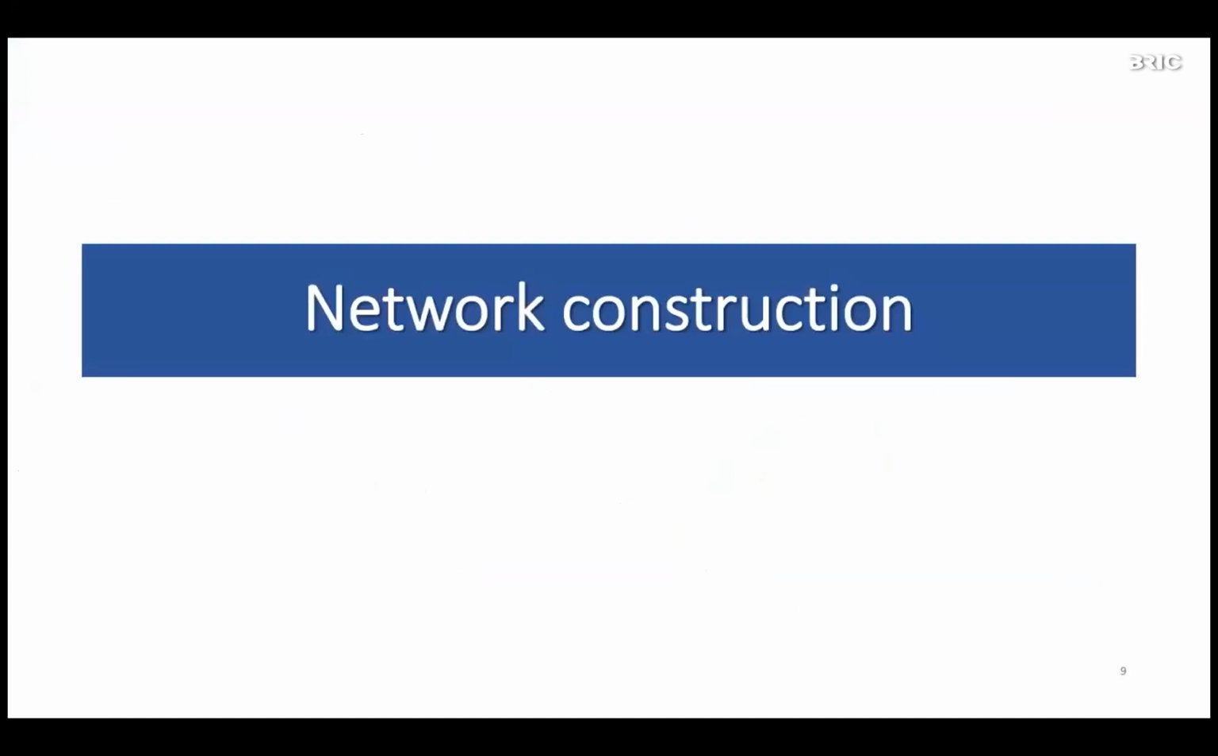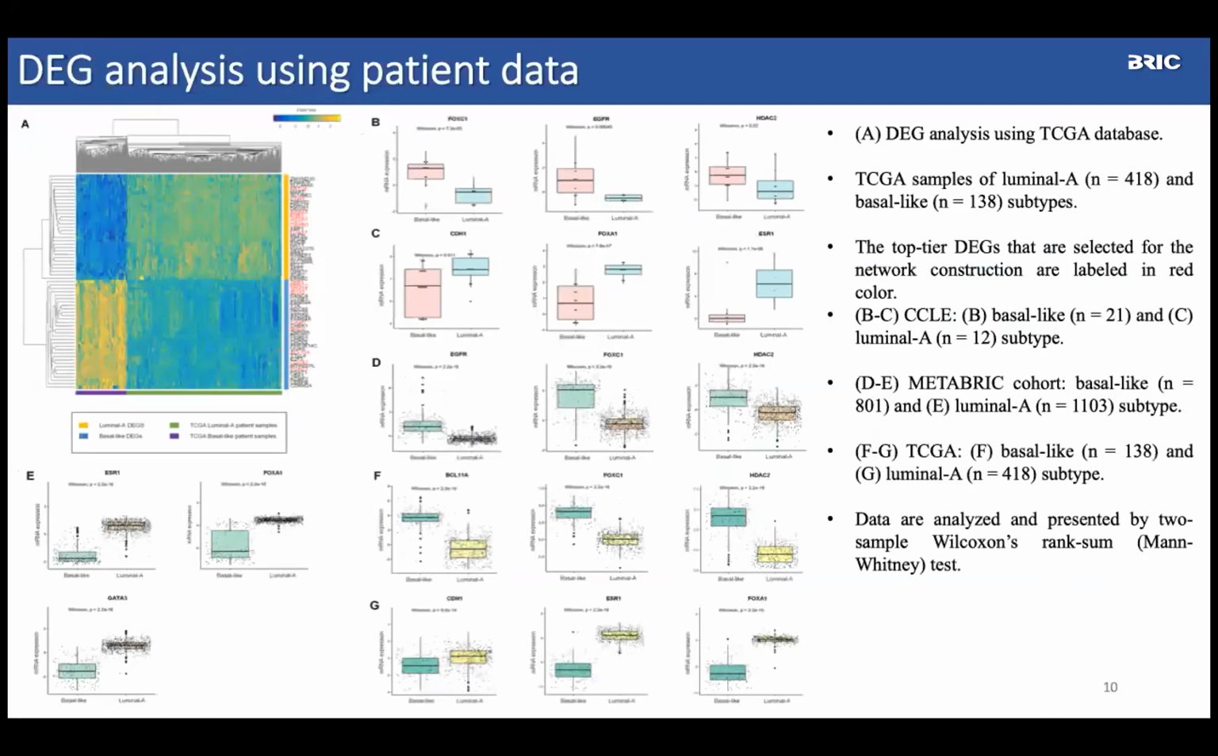So I'm going to be explaining how I constructed the network model. Prior to network construction, we used the ER and EGFR signaling pathways, which are known to have the most influence on cell growth and drug response in basal-like and luminal A breast cancer patients. And we used these signaling pathways as the backbone structure of our network model. And then we performed differentially expressed gene analysis, DEG analysis, using TCGA datasets of basal-like and luminal A patients to find marker genes specific to luminal A and basal-like patients.